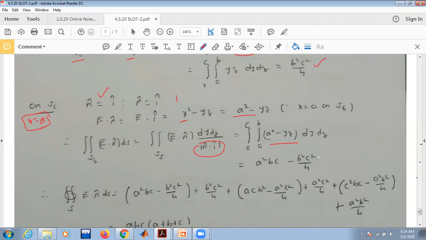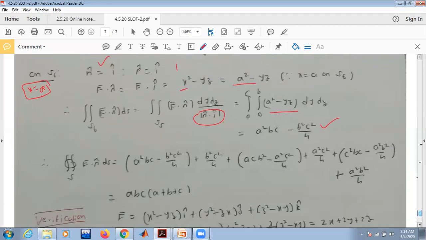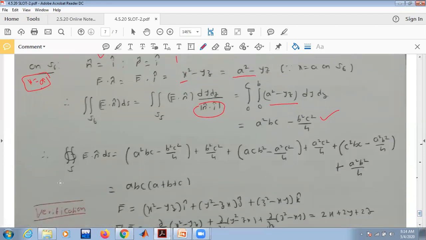And when you integrate again, you will get a square bc minus b square c square by 4. So these are the 6 surface integrals. We did all the hard work. So S is nothing but a union of S1, S2, S3, S4, S5, S6. So the integral over the 6 surfaces is equal to the sum of all 6 surface integrals.